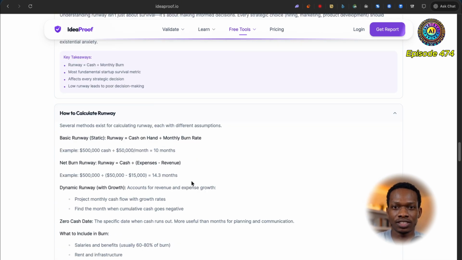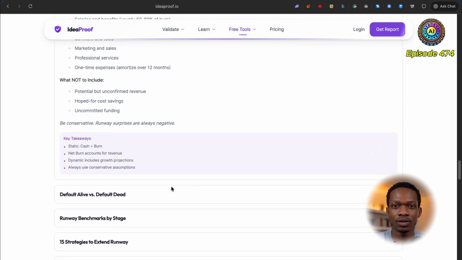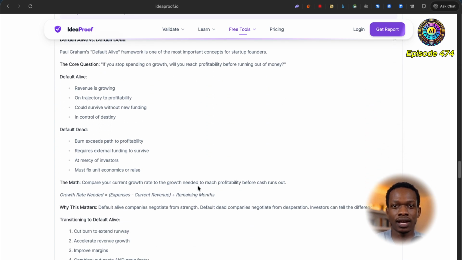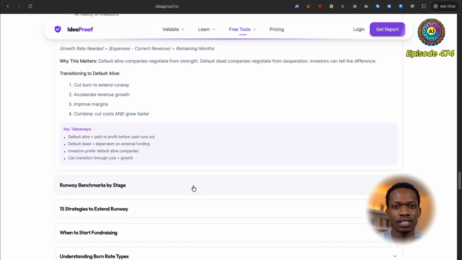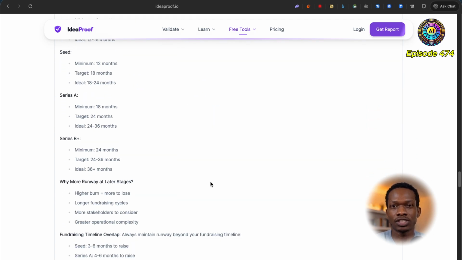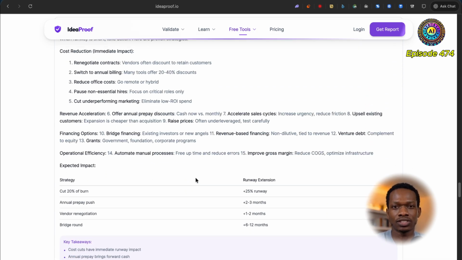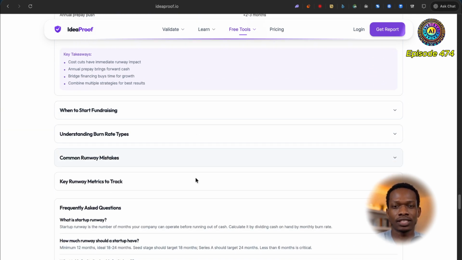Cool, really interesting stuff. How to calculate it. I take it this is how they calculate all of their metrics, default alive versus default dead, all these sort of things. Runway benchmarks by stages. Quite a lot of interesting information here. 15 strategies to extend runway. Wow, this is quite a lot.